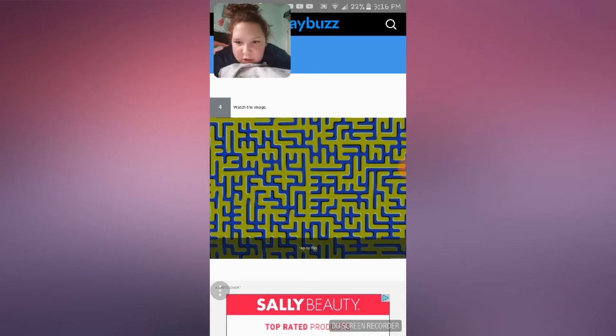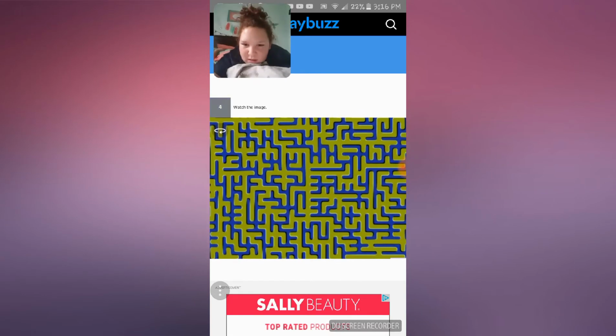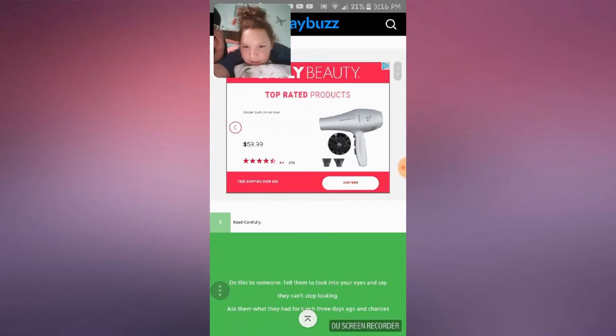Watch the image. That's a flip. Can you see the image moving? I didn't. Wait, I think you look straight at it. Oh yeah, you can. A little bit, like it's moving like a wave, like you really stare into it. It's sort of moving, you can hardly see it.